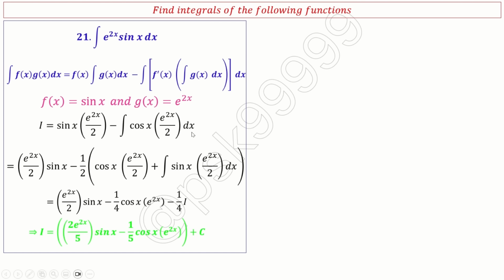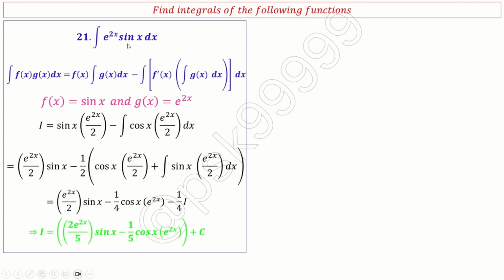Now again I will apply the same formula here, integration by parts. Then I get again integration of sin x into e to the power of 2x, which is nothing but my I. This is my main integration. I will get this I by 4. If I take it to the other side, it becomes 5 by 4 I. So I will divide everything by 5 by 4 here. This is the answer.